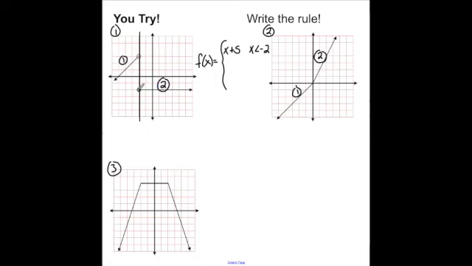What about the third rule? Well, this one's a flat line. This is a value of -2. It's always -2. There's no slope because it's a flat line. And this one is x is greater than or equal to -2.